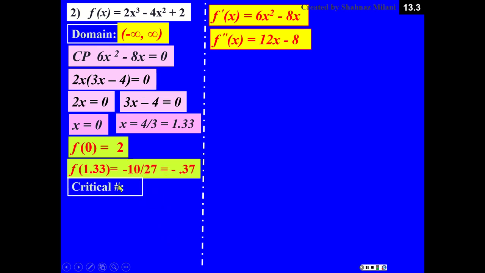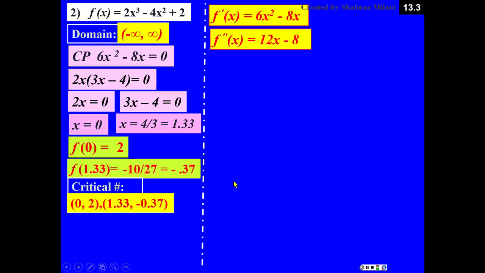Then critical point, in this one I indicated number, but it is actually critical point. I have two of them. X is 0, my y is 2. X is 1.33, my y is going to be minus 0.37. Again, I have two critical numbers.